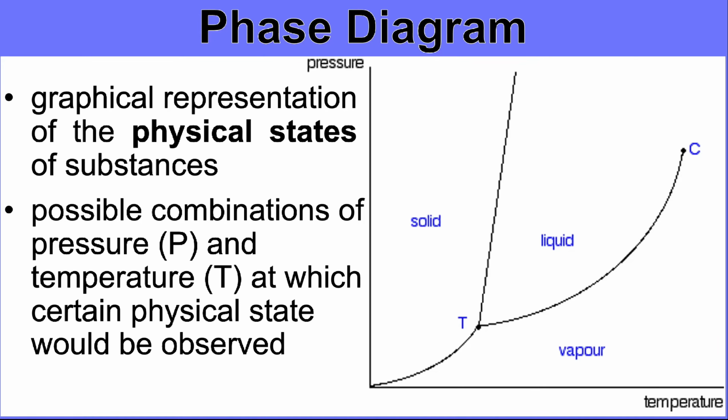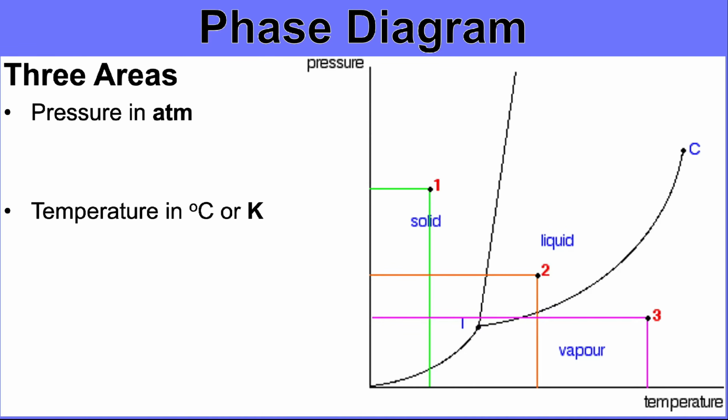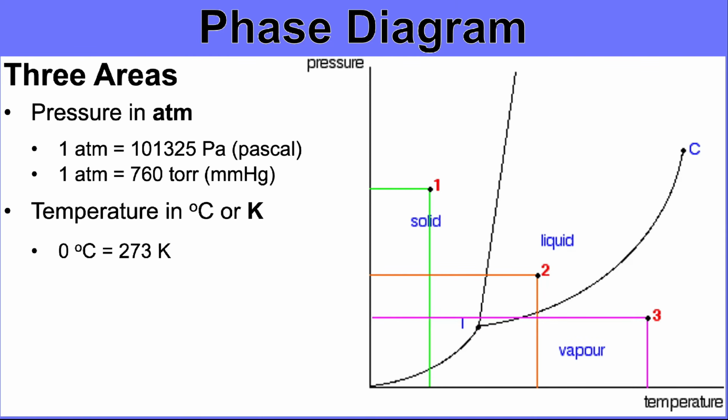So let's discuss the features of a phase diagram. Phase diagrams are plots of pressure and temperature. Okay, so pressure is usually in atmosphere, so this is the unit conversion, and temperature is usually in Kelvin. Okay, but some references they use degree Celsius.